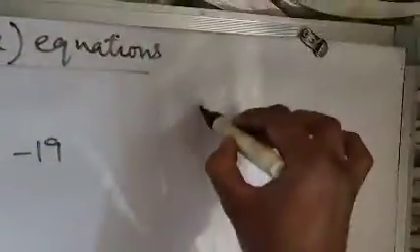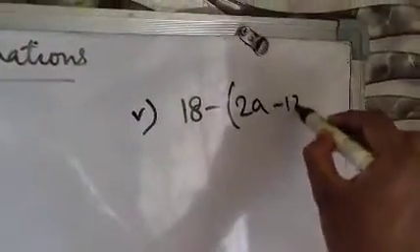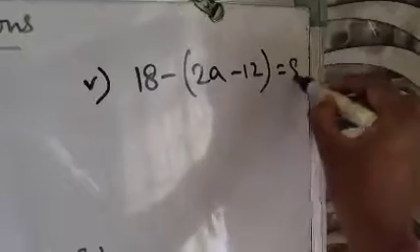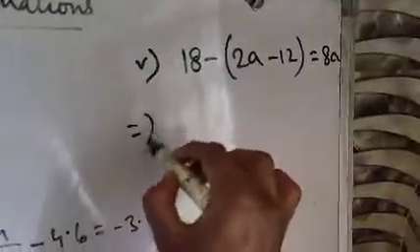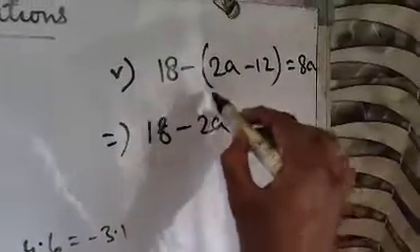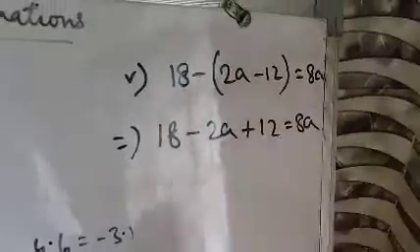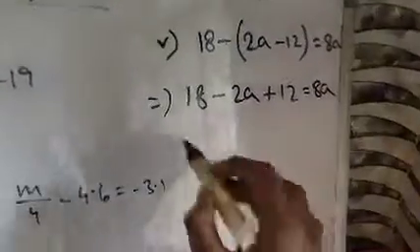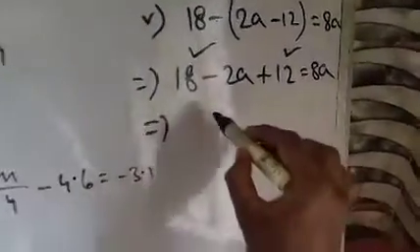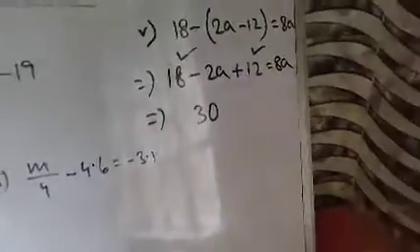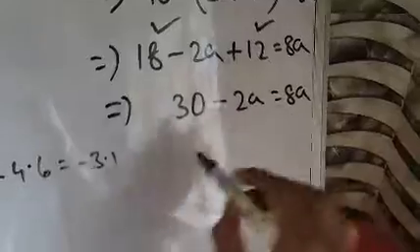Next, question number 5. Equation is 18 minus 2a minus 12 equals 8a. Now open this bracket portion first. If you open this bracket, minus and minus gets plus. Next, 18 and 12 are added, that is 30. So 30 minus 2a equals 8a.